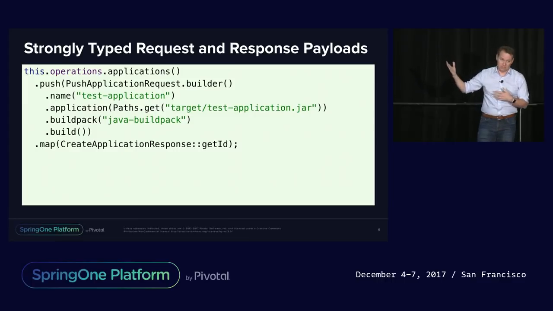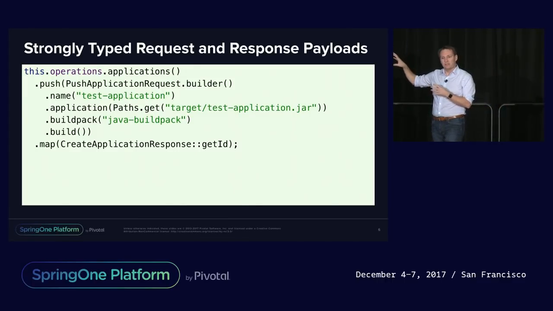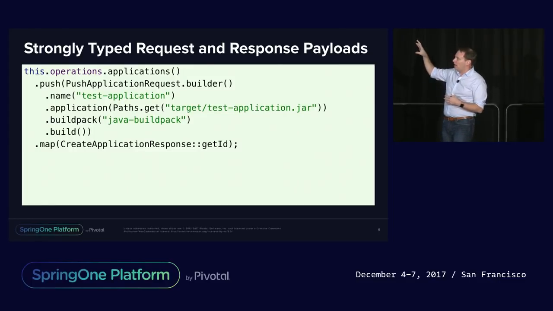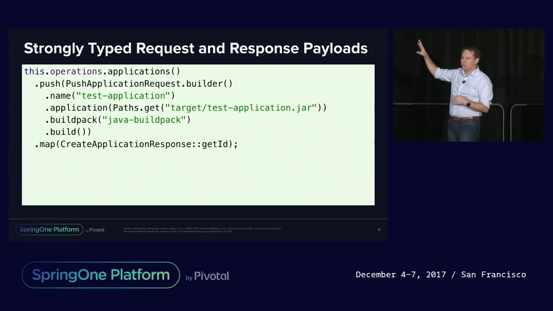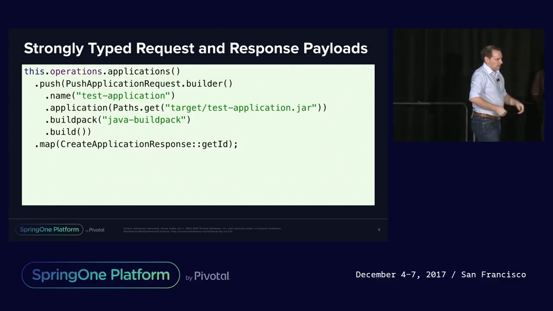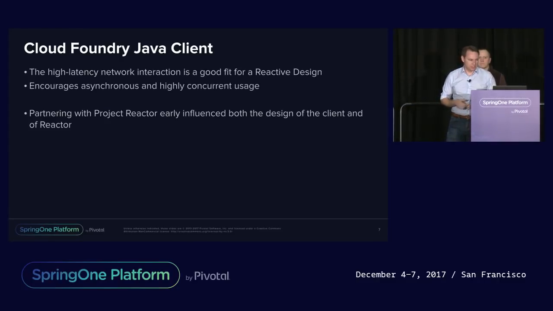In this particular case, a string is what comes back. And so this is sort of what reactive programming looks like to us. There are a lot of builder-style APIs, a lot of strong typing and inline programming to handle these kinds of Cloud Foundry interactions.